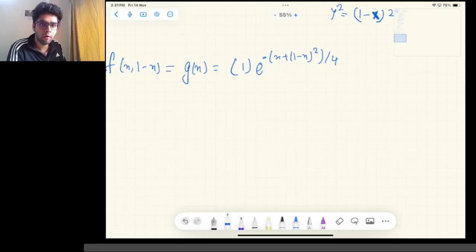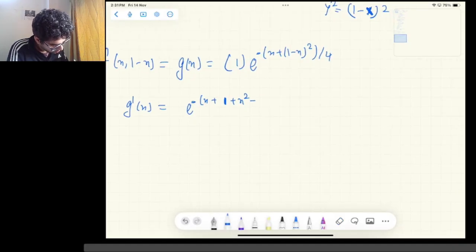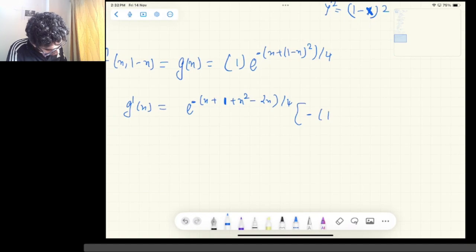Now I can find the first derivative of the function g. So g dash x gives me e to the power minus x plus, if I open this expression 1 minus x square, I'll be getting 1 plus x square minus 2x, divided by 4, right? And if I find the derivative of this function, I'll be getting minus 1 plus 2 to the power 1 minus x and minus 1 here.